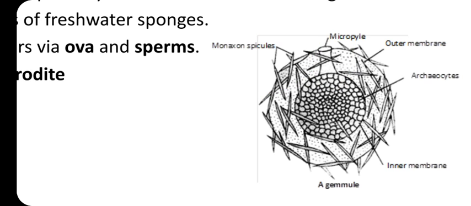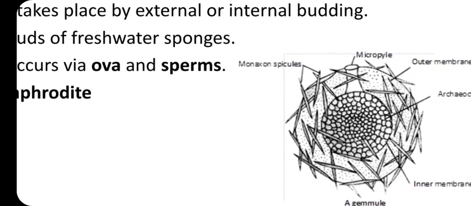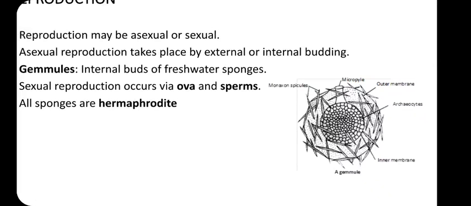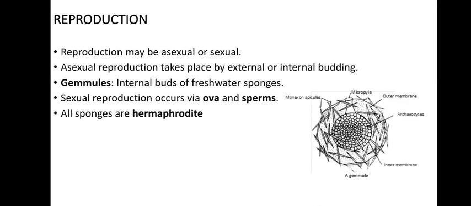So as soon as the favorable conditions return, the micropyle opens because the opening softens, and these archaeocytes will be released out of the micropyle, and then they develop into a new sponge. So that means it serves two purposes. One is to overcome the unfavorable condition, and the second is that it is also a means of reproduction. And that's about the asexual reproduction.